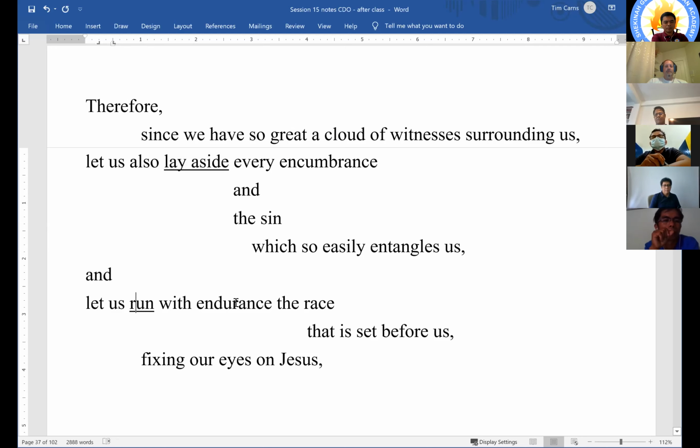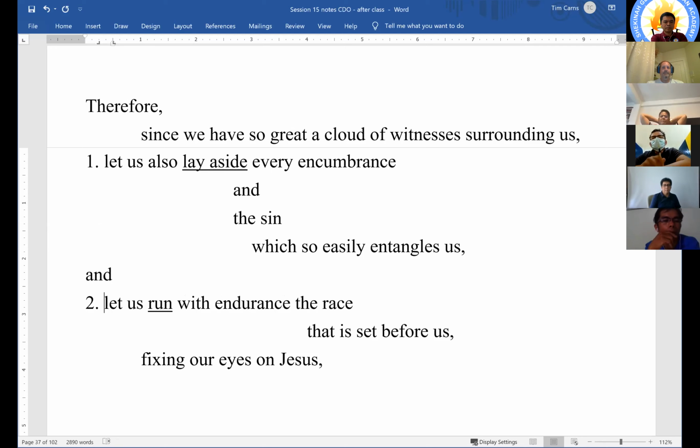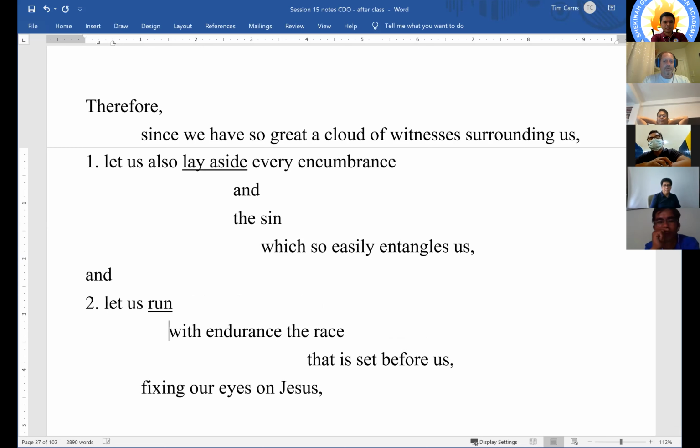Now, if you were preaching this, you might have, I'm sorry, I said 3. I meant to say 2 points. You might have 2 points here, right? Point number 1, let us lay aside every encumbrance. Point number 2, let us run with endurance. Right? Everybody with me so far? And then there's the reason, since we have a great cloud of witnesses, the sin he modifies, which so easily entangles us. Run, how do we run? With endurance. And then fixing our eyes. Okay, this is how I would block diagram. Okay?